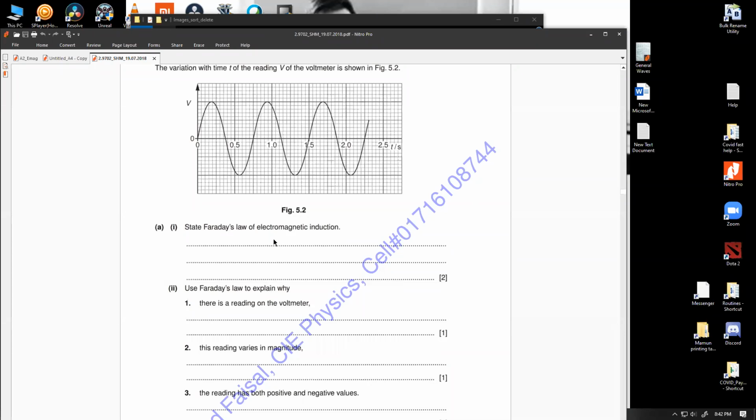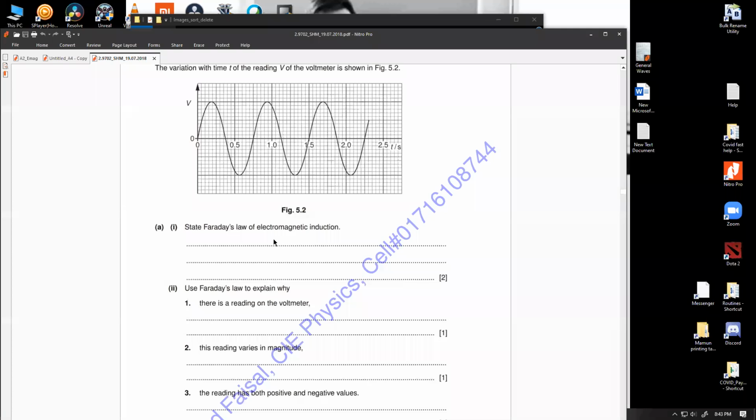So induced EMF is proportional to the rate of change of magnetic flux. Beautiful. Exactly. Induced EMF is directly proportional to the rate of change of magnetic flux.